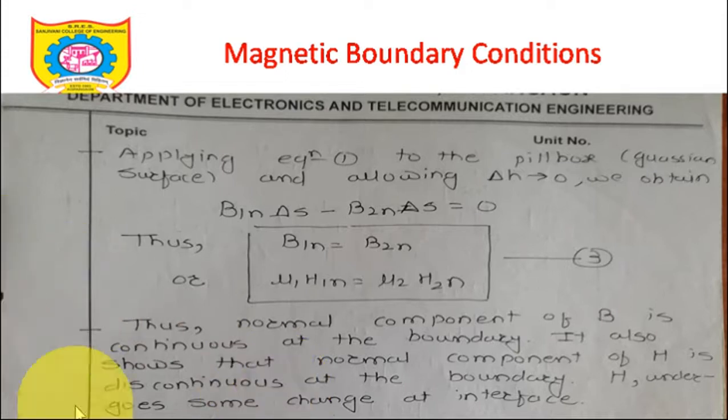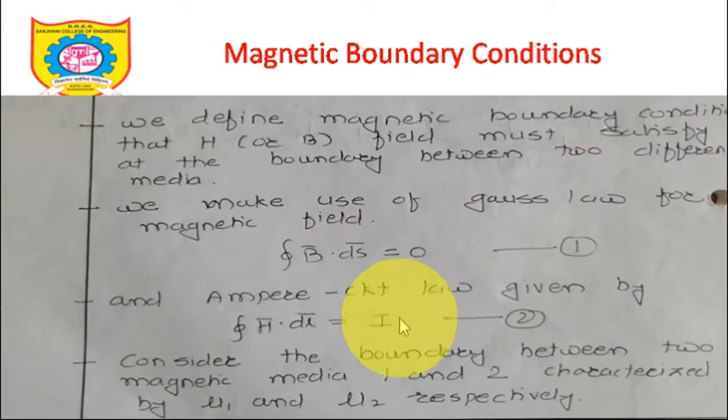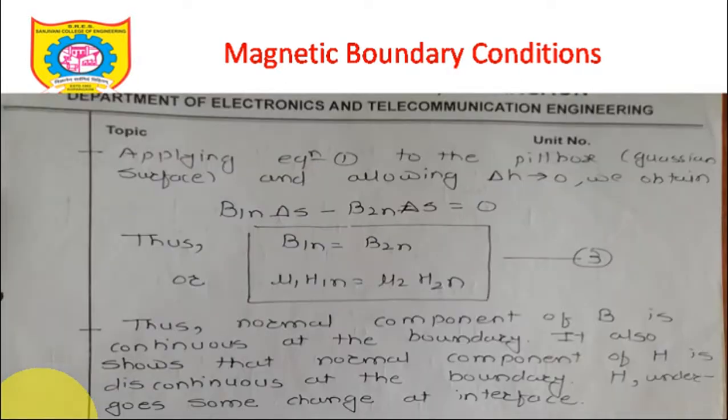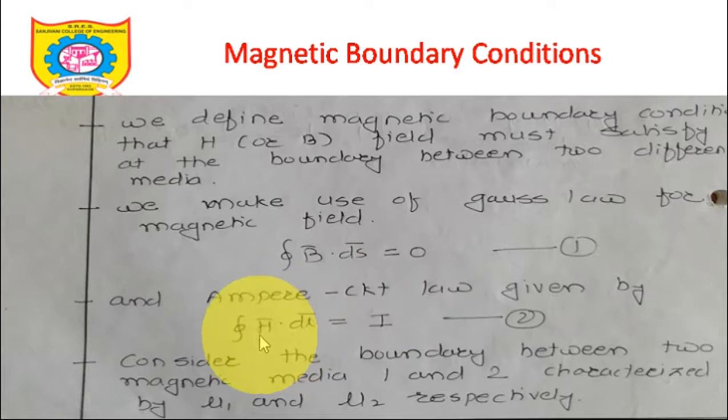particular media. So we'll try to understand the next boundary condition by making use of the second equation, that is, the closed line integral of H bar dot dl bar is equal to 0. So let's go here and try to understand. Similarly, applying equation 2 to the closed path ABCDA, where the surface current K on the boundary is assumed normal to the path, we obtain. Before looking at this particular expression, let's go back here and try to understand this. What is this first expression? It is the closed line integral of H bar dot dl bar equal to I.